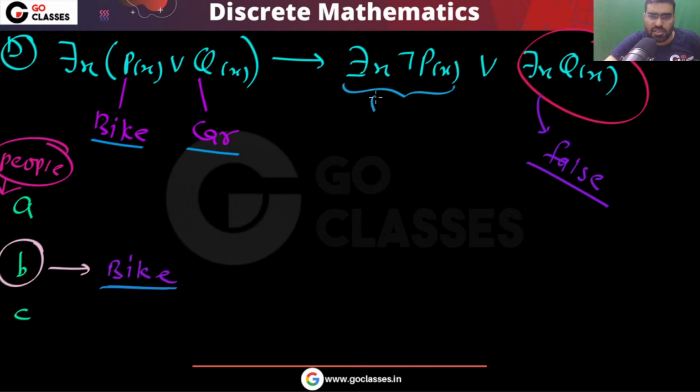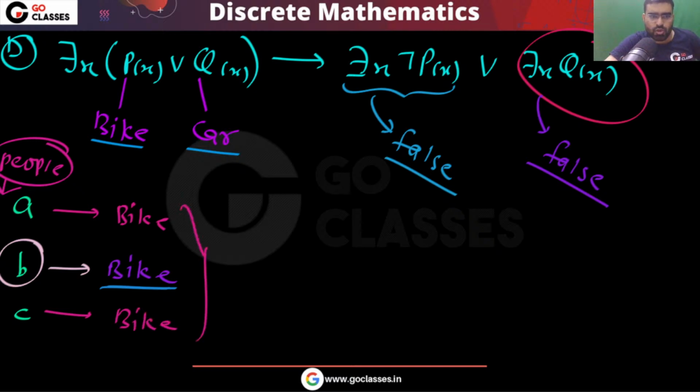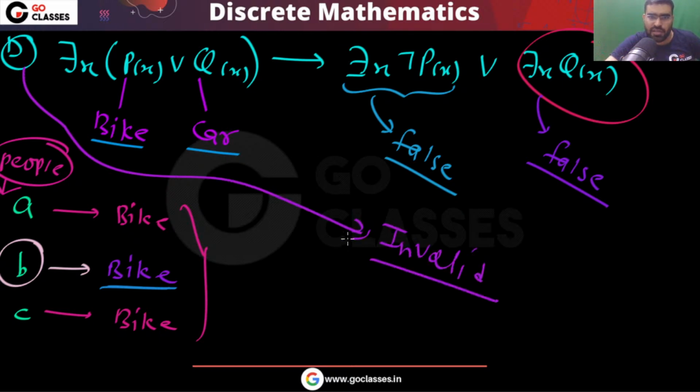And you can notice this can be false. This can be false if everyone has a bike. If everyone has a bike, then what will happen? Then this will be false. So you can clearly see that if everyone has a bike, or if no one has a car, then this will be false. So this is clearly invalid.